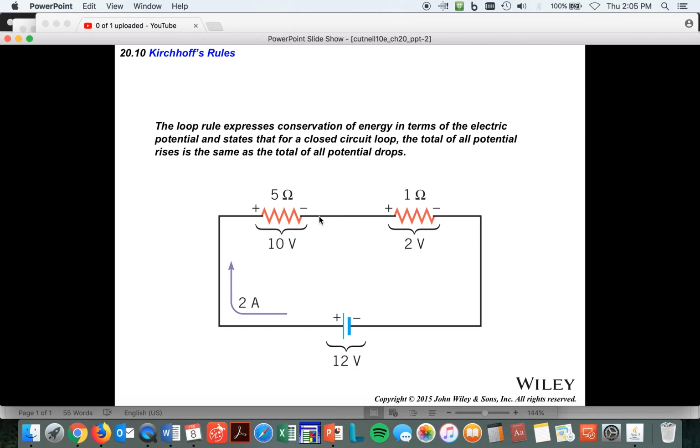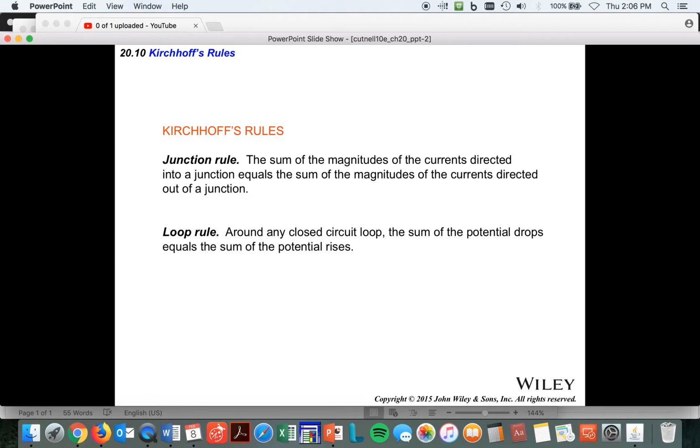So there's a drop. Then it comes along here, and we've got a voltage drop of 2 amps, IR, 2 times 1 is 2 volts. So now it has no energy. It comes here. Boom. Kicks out again and comes around. Loop rule, conservation of energy. Junction rule, the sum of the magnitudes of the currents directed into the junction equals the sum of the magnitudes directed out. Okay, so there are the two rules: conservation of charge, conservation of energy.